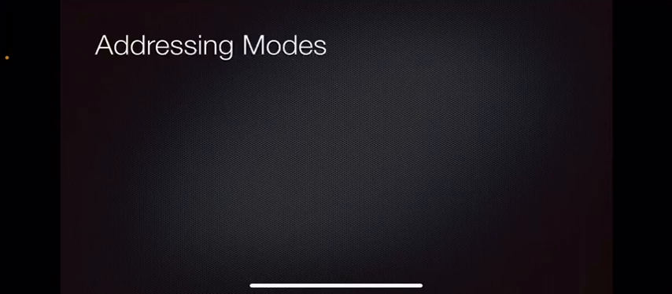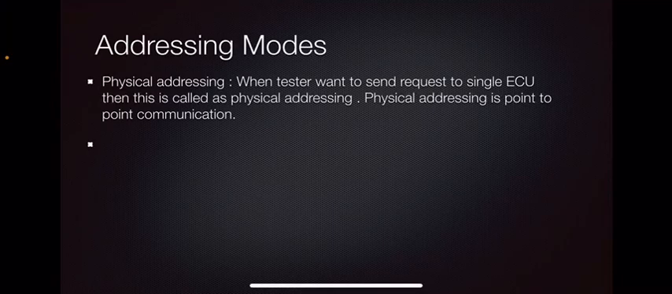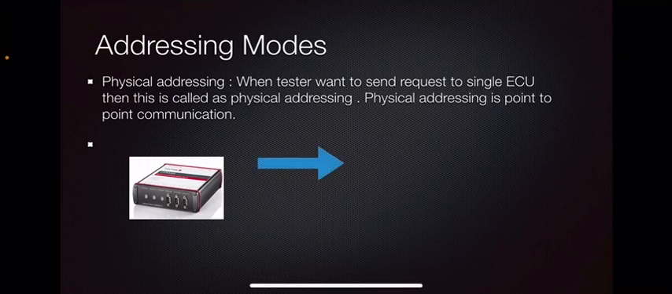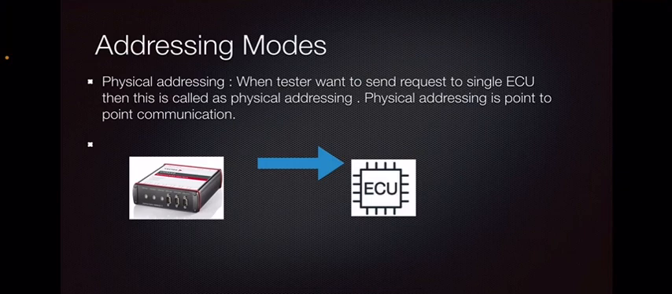Now we will see what addressing modes are used. First is physical addressing. When the tester wants to send a request to a single ECU, this is called physical addressing. Physical addressing is point-to-point communication. Here is a tester sending the request to a single ECU, and only that ECU will respond to the tester.